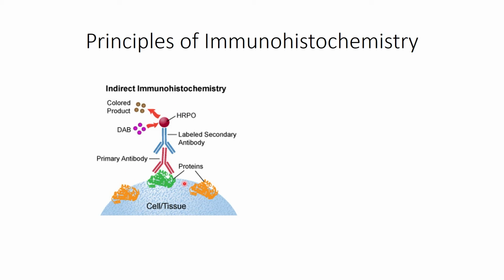So this is different from fluorescence. You can look at it with your eyes or put it under a microscope and look a little bit more closely. So that's known as indirect immunohistochemistry.